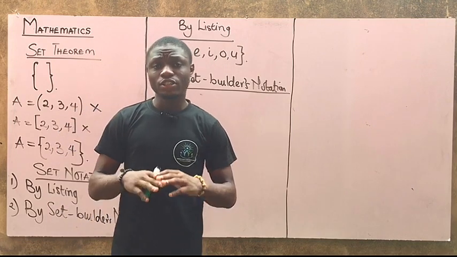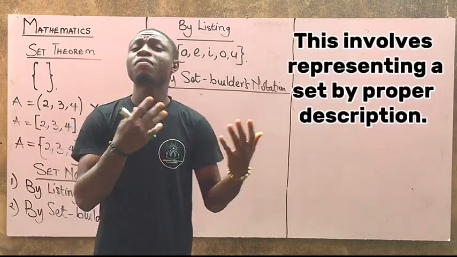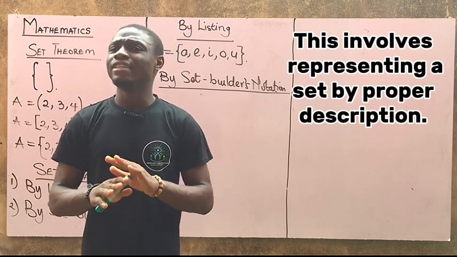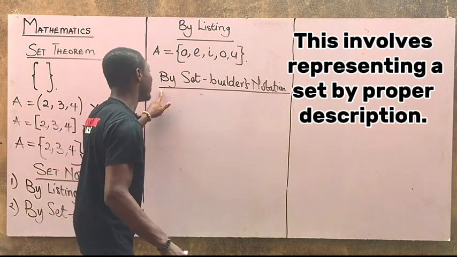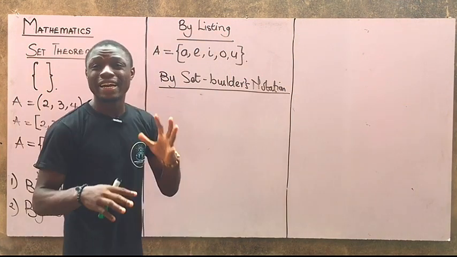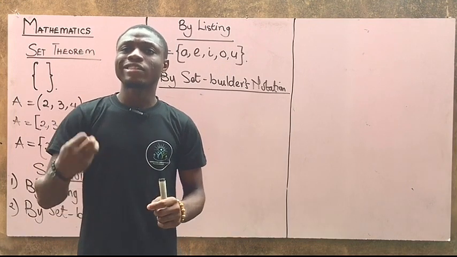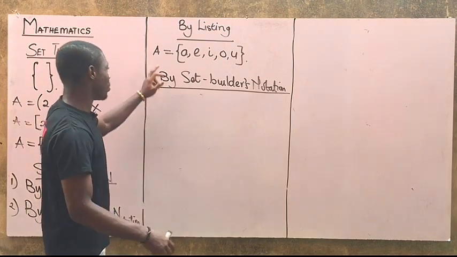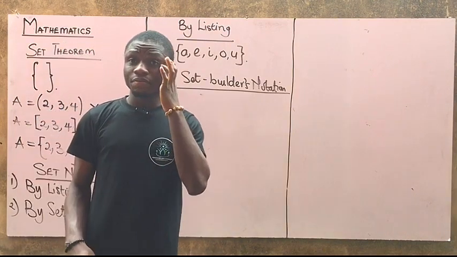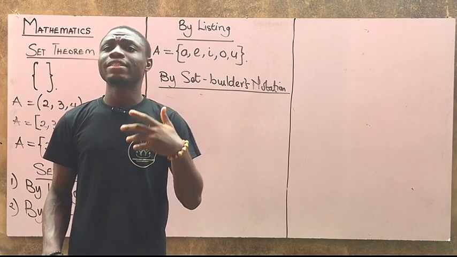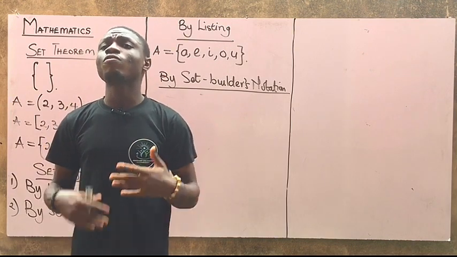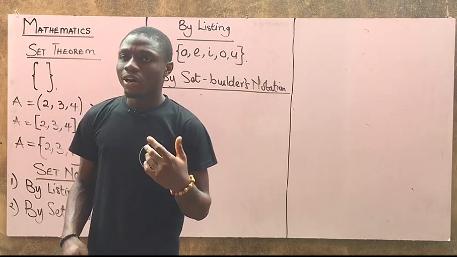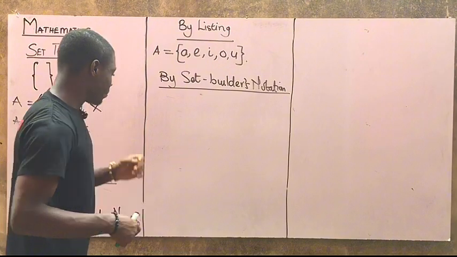The idea here is very simple. This refers to representing a set by a proper description. So when it comes to set builder's notation, you are describing a set. That's all. Describe the set. Let me put an example. Given a set A such that set A contains all vowel letters.